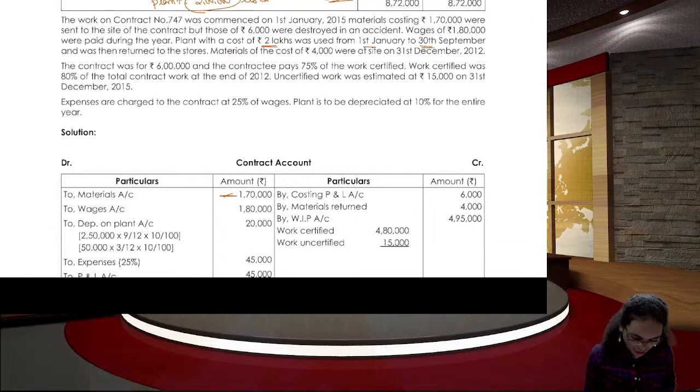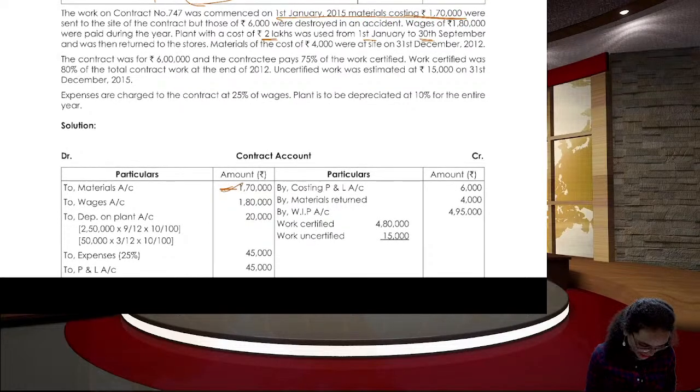But during the year, the material used is 1,70,000. This one you see here, 1,70,000. So 1,70,000 material, and 6,000 was destroyed due to accident, sent to the costing P&L, and 1,80,000 rupees was paid as wages. Plant of 2 lakhs rupees was used during this period.